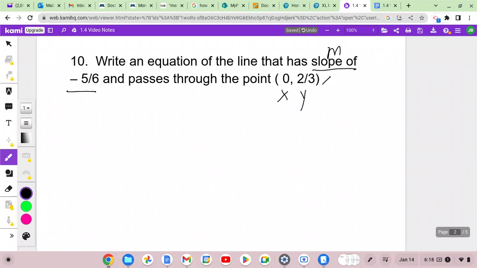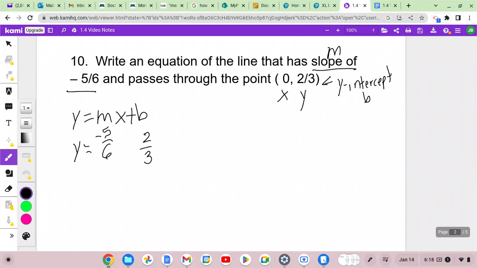So this setup is the y-intercept, or b. We have the equation y equals mx plus b. The m for the slope is negative 5 over 6. The y-intercept is just the 2/3. Drop down the y equals, our x, and the plus, since the y-intercept is positive. So our equation is y equals negative 5 over 6x plus 2/3.